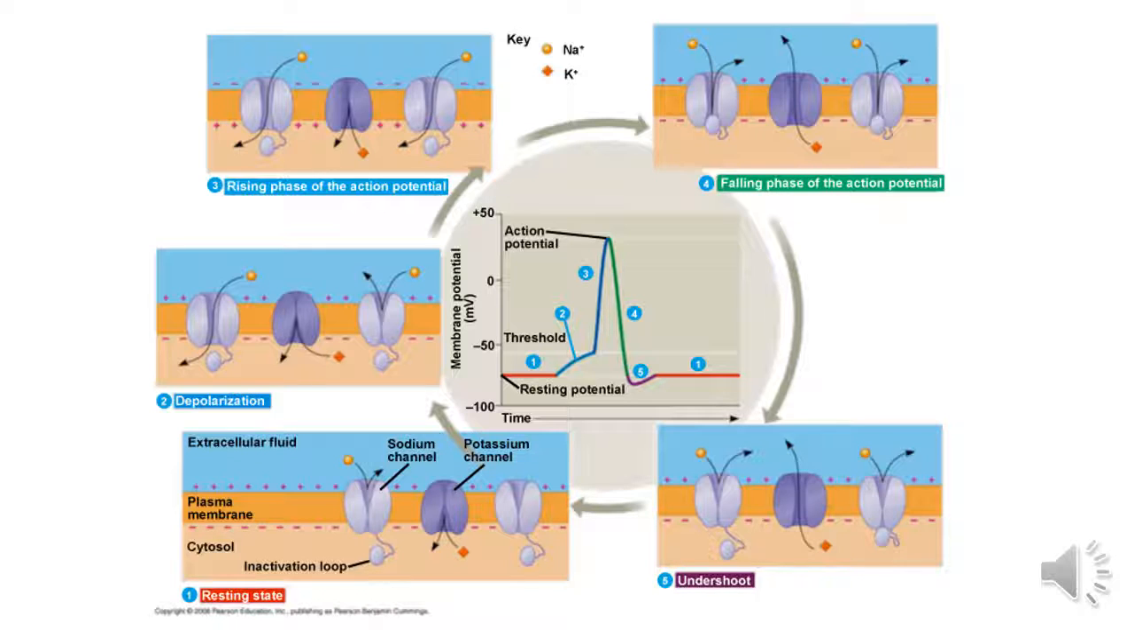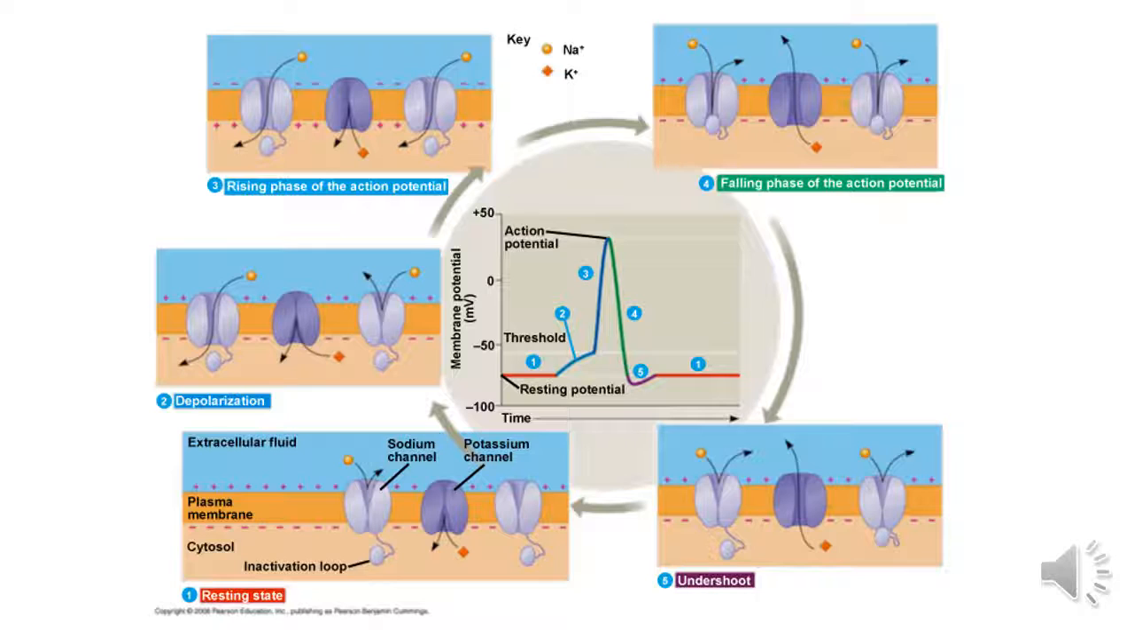Okay, this slide shows what the potassium and sodium channels are doing during the action potential. At resting state, this type of sodium channel is not allowing sodium in, and this type of potassium channel is not allowing potassium out. Number 2, at depolarization, sodium is rushing in, causing the membrane potential to become positive and causing the action potential. Potassium is not quite rushing out of the cell yet.